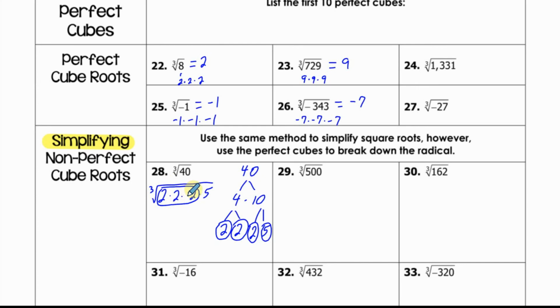Now it takes 3 on the inside to make 1 on the outside. So the 3 2's makes 1 2 on the outside. This does not have a partner, and I'm left with the cube root of 5. Again, enter that in your calculator, enter this in your calculator, you should get the same thing, 3 point something. Probably close to 3.3 is going to be my best guess.